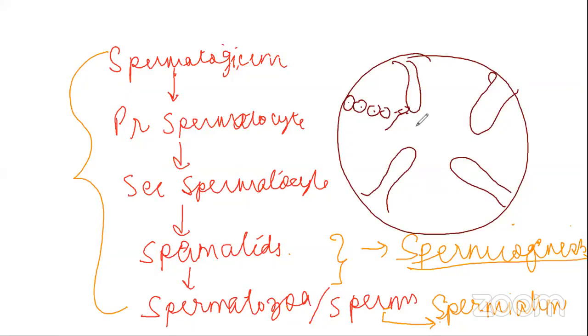So the release of the sperm into the lumen of the seminiferous tubule is called spermiation. Whereas transformation of the spermatids into the spermatozoa is known as spermiogenesis. I hope these terms are clear to you, everybody.